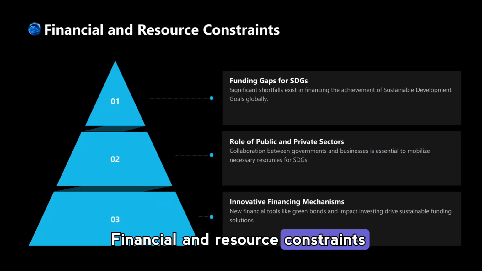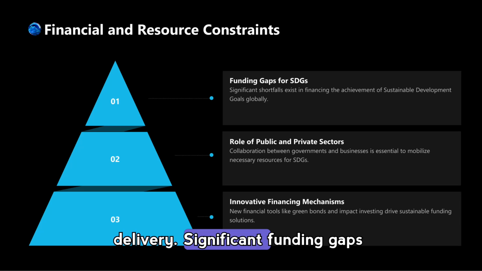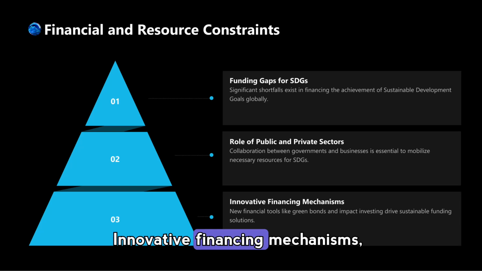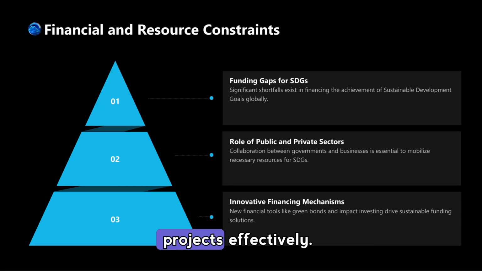Financial and resource constraints are a recurring challenge for SDG delivery. Significant funding gaps exist, so collaboration between public and private sectors is essential to mobilize resources. Innovative financing mechanisms, like green bonds and impact investing, are emerging as tools to bridge gaps and scale sustainable projects effectively.